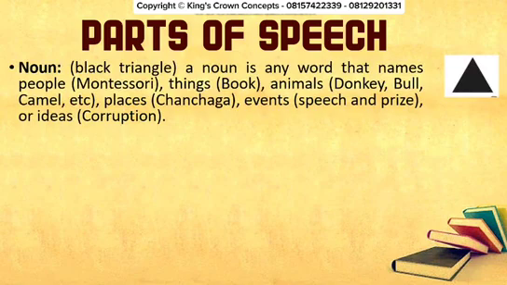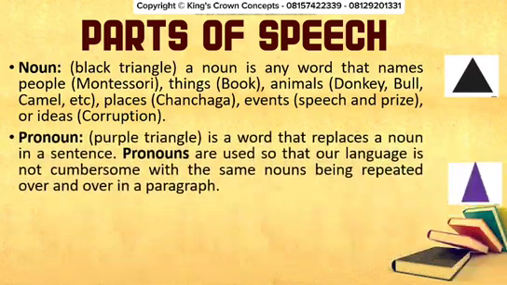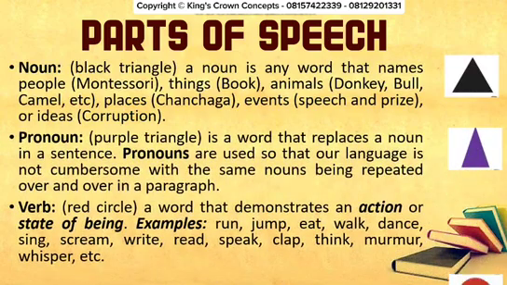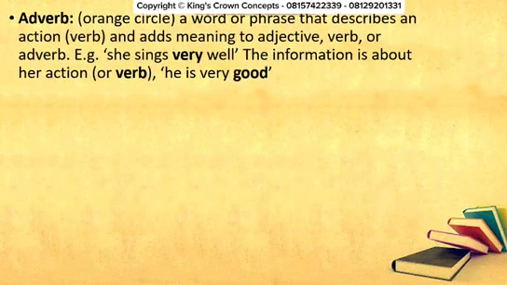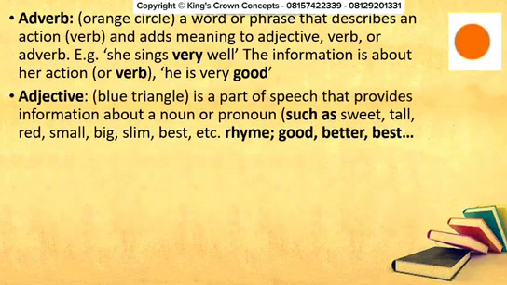Now let's go to the symbols quickly. I'm not going to explain the meaning of the parts of speech because it's something you should know. The noun is represented with a big black triangle. The pronoun is represented with a purple triangle. We also have a verb represented with a red circle. Then we have adverb, orange circle. Verb is red circle, adverb orange circle. We have adjective with a small blue triangle.